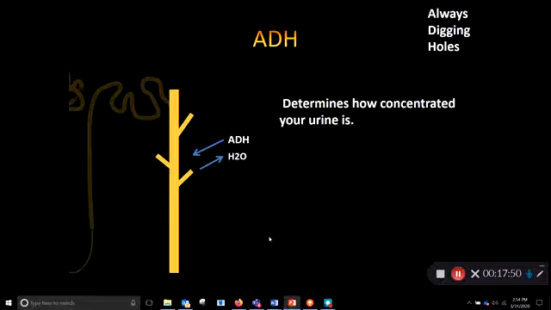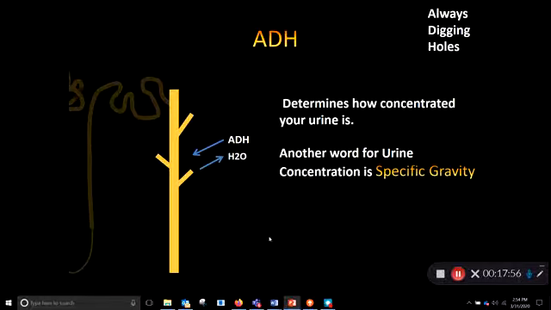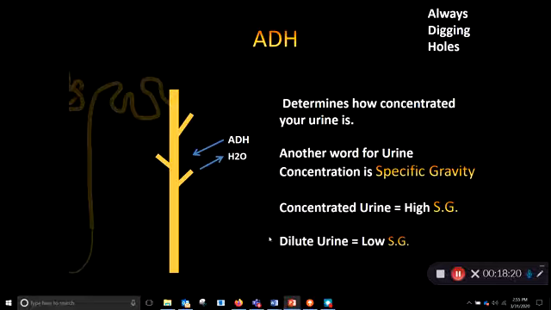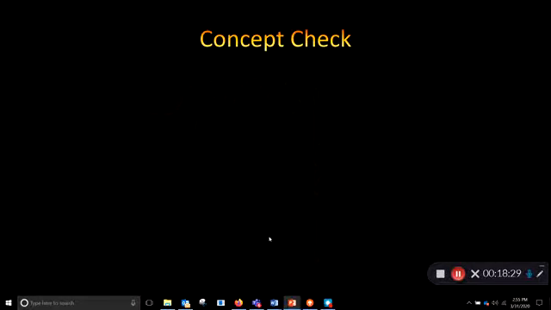Now, antidiuretic hormone, like I mentioned before, really does have a role in how concentrated your urine is. And important nomenclature I need to hit on is that concentration is synonymous with, or you can exchange the word for, specific gravity. If you have a high specific gravity, you have high concentration of urine. If you have a dilute urine, you have a low specific gravity. Specific gravity just asks, how thick is the salt in your urine? How concentrated is it? So with that, let's do a quick concept check.